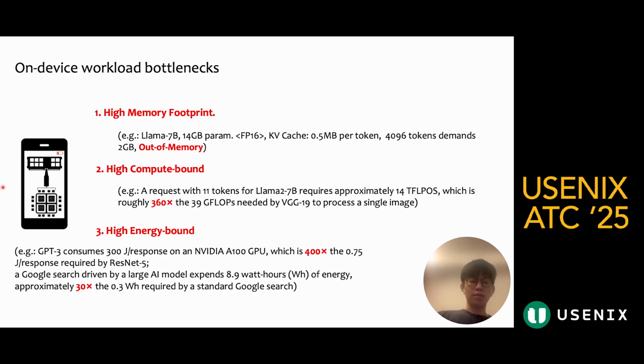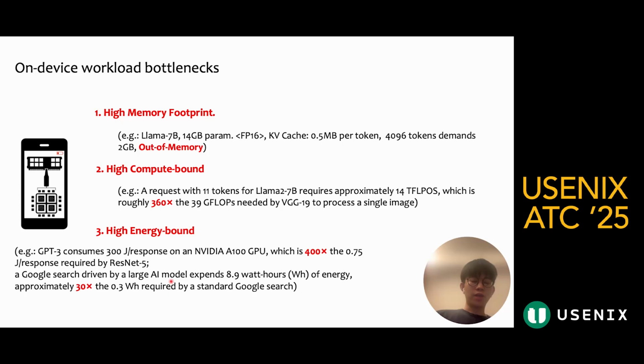Secondly, there is a high computing bound. For example, processing a request with 11 tokens across the Llama model requires almost 300 times more FLOPs than the traditional VGG-19 model needs to process a single image.